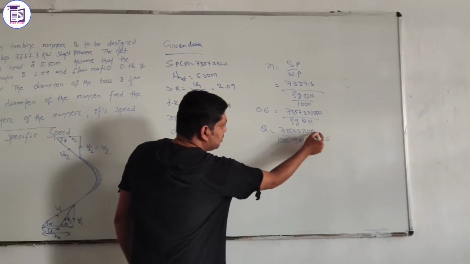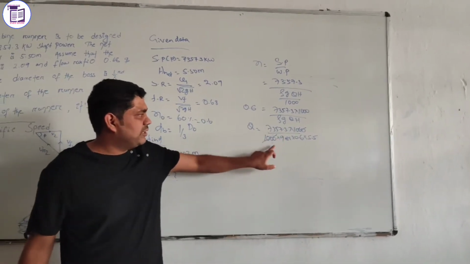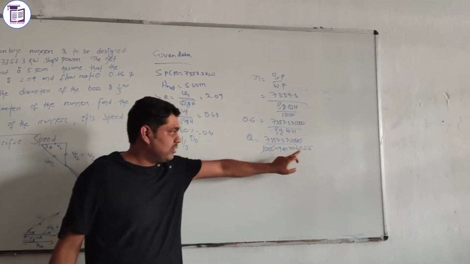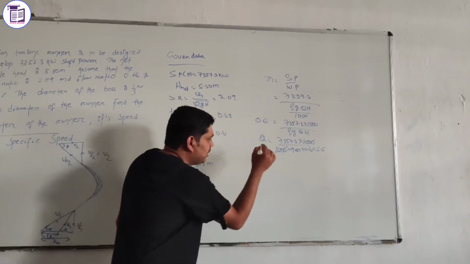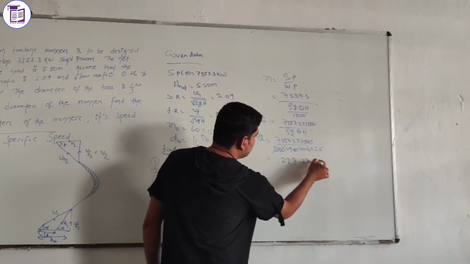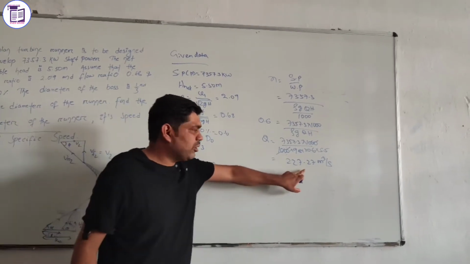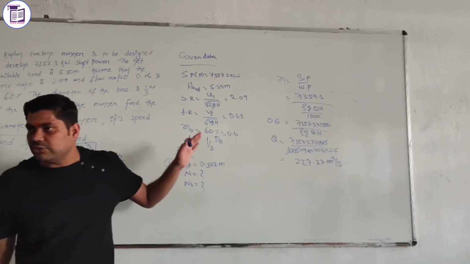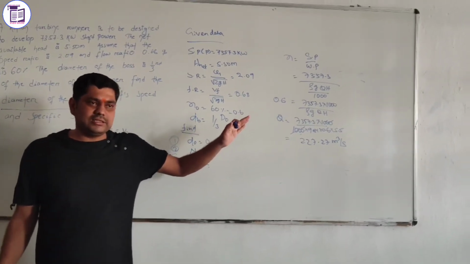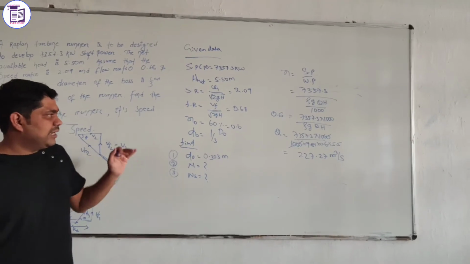So 1000 cancels. So 7357.3 into 1000 by 1000 into 9.81 into 0.6 into 5.5. And from this you can find the value of Q, 227.27 meter cube per second. The Q value is 227.27, and discharge is here, the unit is meter cube per second. Clear? Then after that, what do you find?